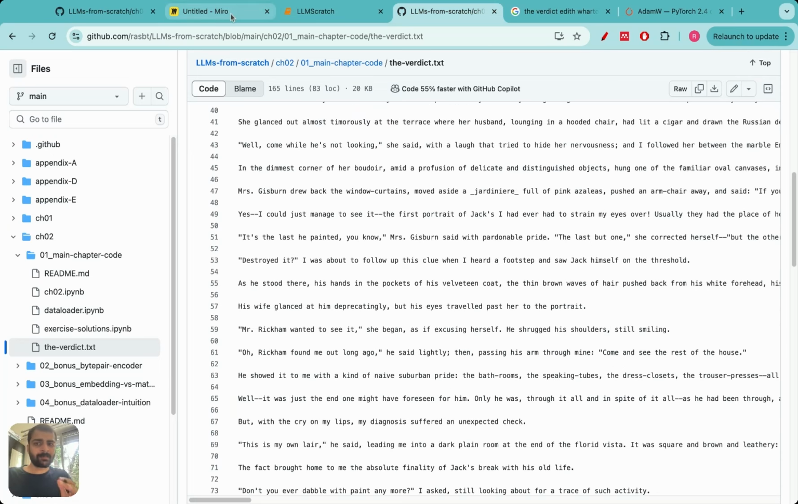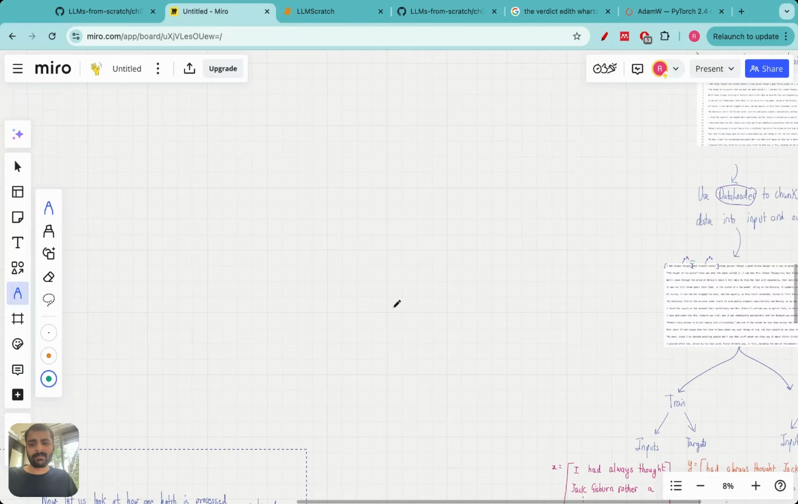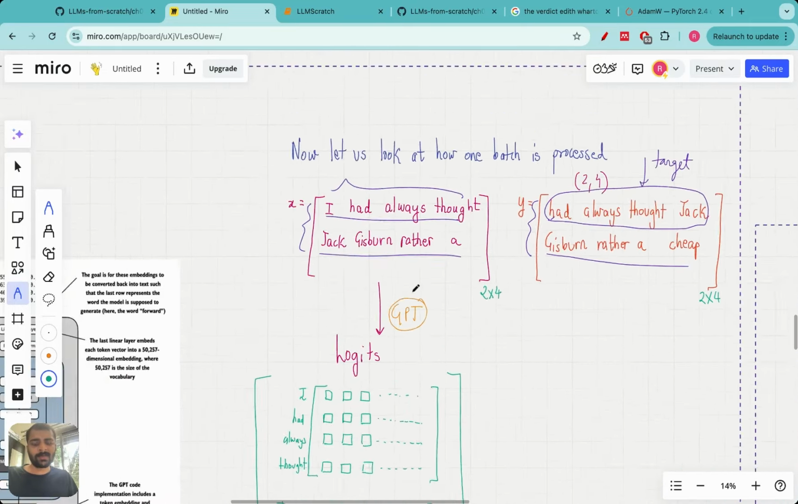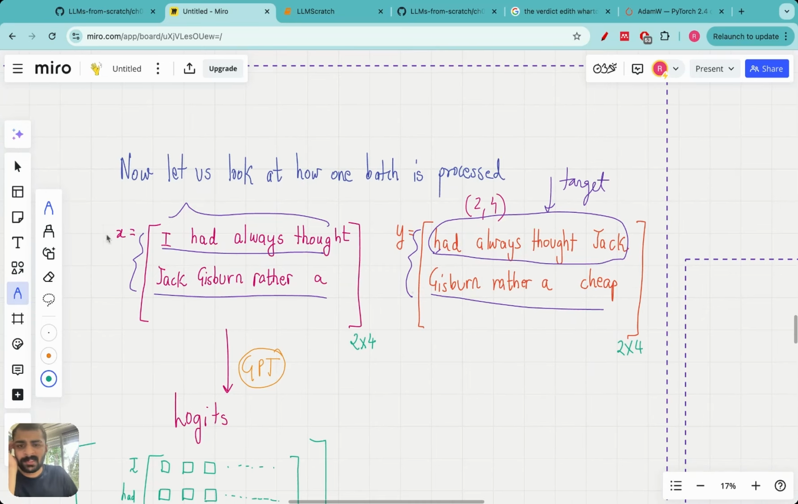And similarly, corresponding with each input, we shift the input to the right and we get the target. So throughout this entire lecture, when we refer to input and target pairs, we keep this visual in mind. So this is a batch. Each batch has two samples here. So here's the input batch and here's the target batch. One input batch and one target batch.